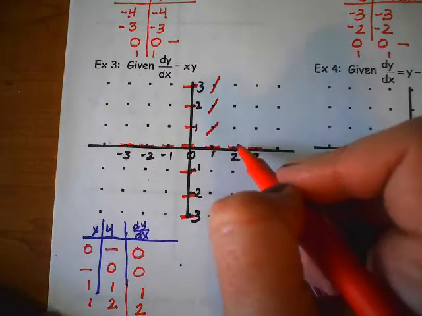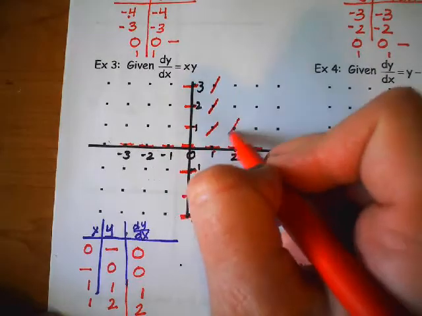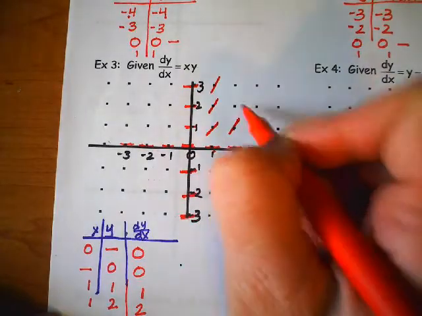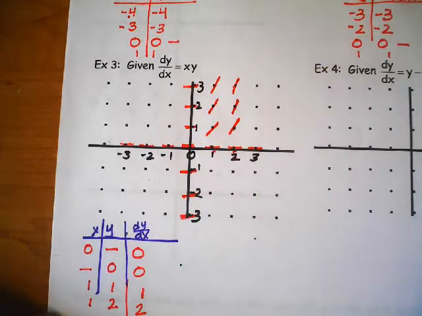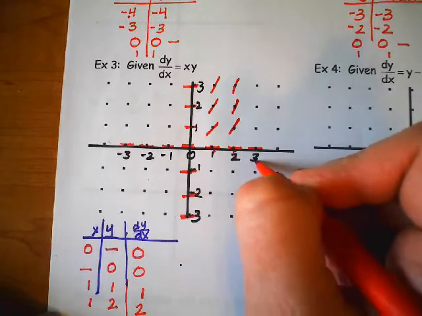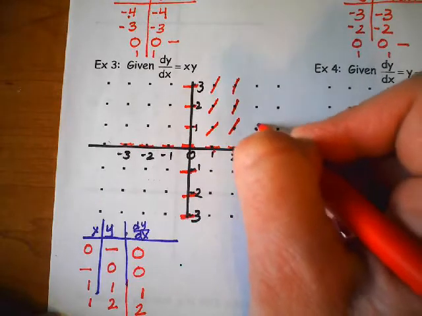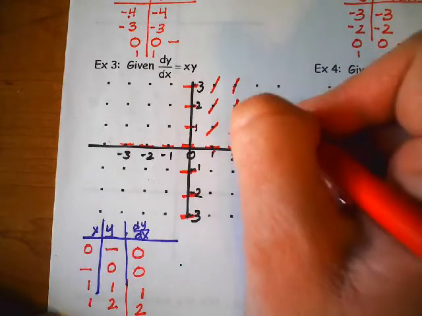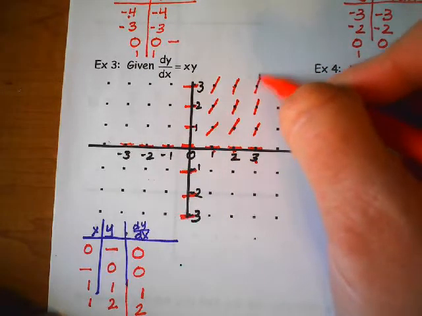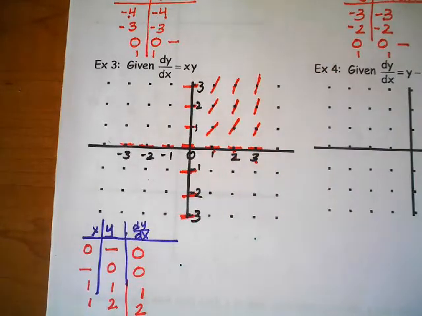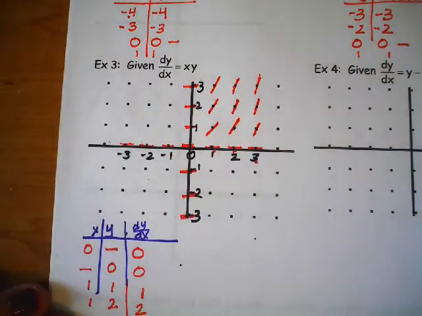Then I'd come over here. 2 times 1 is 2. 2 times 2 is 4. 2 times 3 is 6, getting steeper. From here, 3 times 1 is a slope of 3. 3 times 2 is a slope of 6. 3 times 3 is a slope of 9. That's pretty steep. But I can get the idea of what the shape should look like over here.